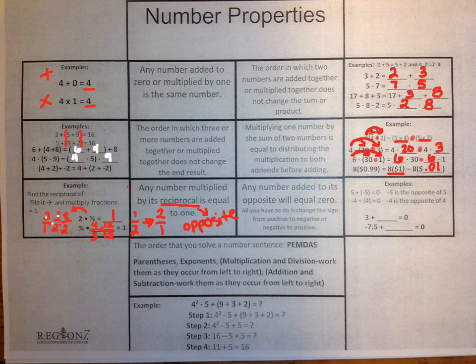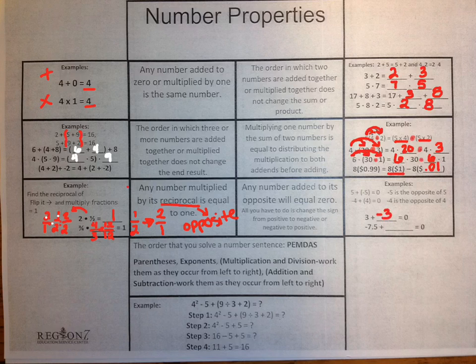All right, in our last example, any number added to its opposite will equal 0. This is the inverse of addition. The other one was the inverse of multiplication. This one's the inverse of addition. All you have to do is change the sign from positive to negative or negative to positive. So, for example, 5 plus negative 5 equals 0. Those are additive inverses. Negative 4 plus 4 equals 0. Those are additive inverses. So 3 plus negative 3 would equal 0.